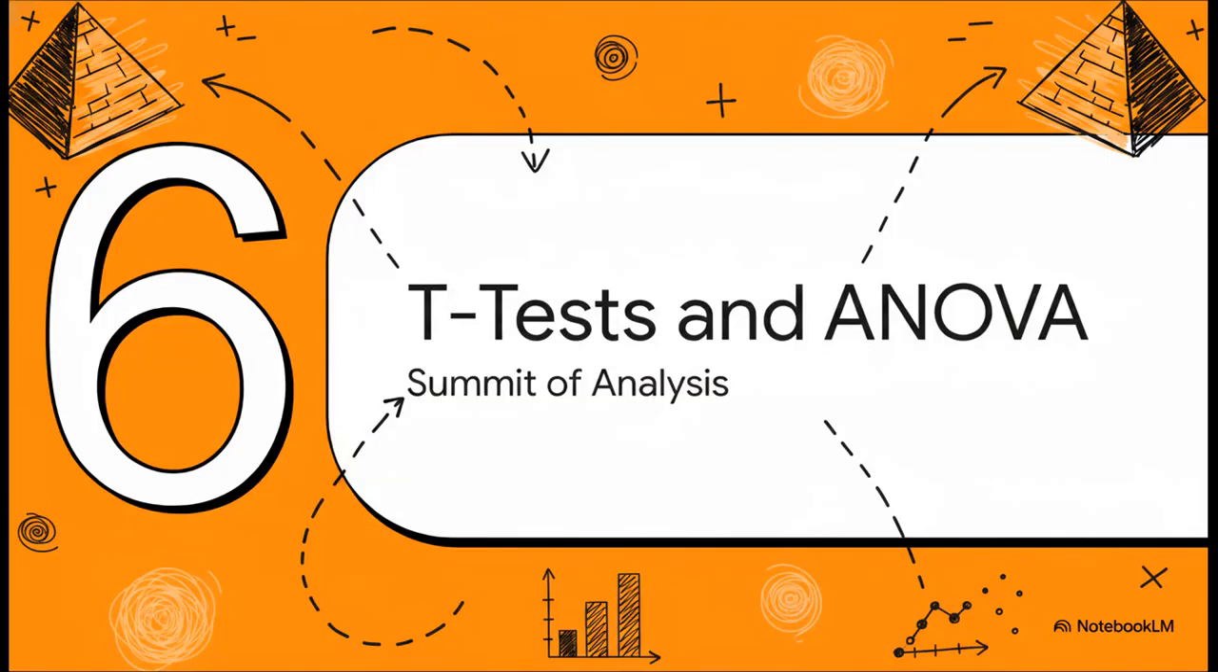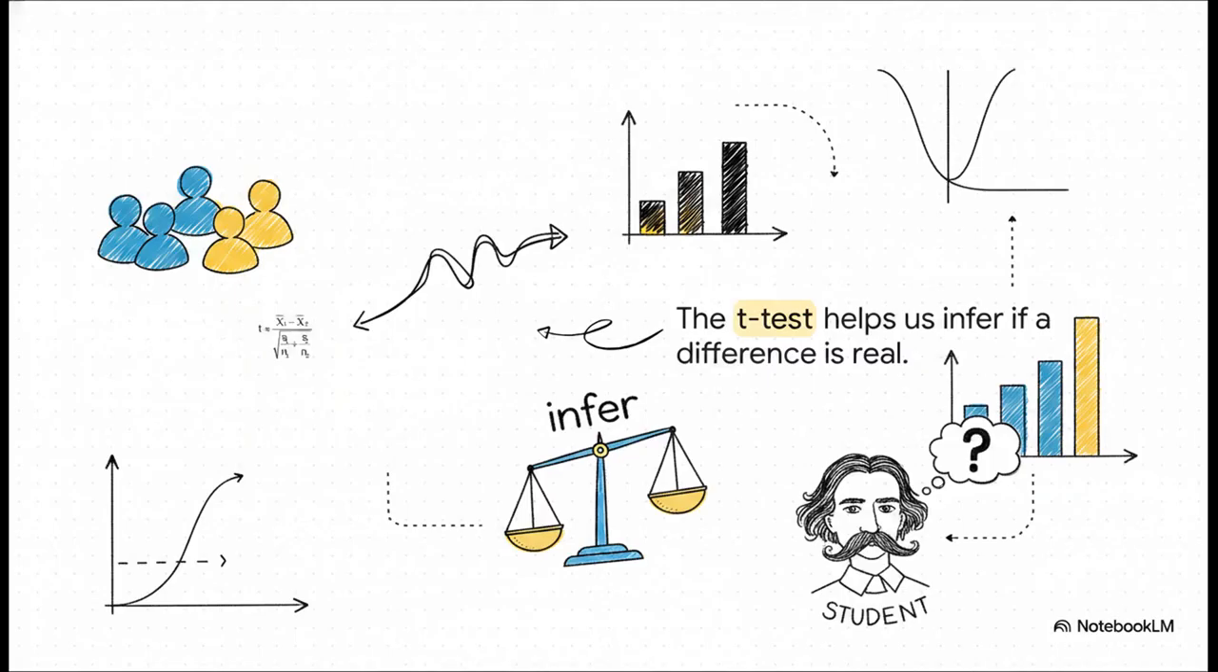Section 6. T-tests and ANOVA, the absolute summit of analysis. Let's look at the two most powerful tools sitting at the top of our pyramid, designed specifically for that high-level interval and ratio data we talked about. Okay, here we have the t-test. Please don't be intimidated by this formula. It is simply a tool to test the difference between exactly two groups. It was originally developed by William Sealy Gosset under the pen name Student. The t-test basically allows us to infer if the difference between two sample averages is significant enough to represent a true difference in the real world.